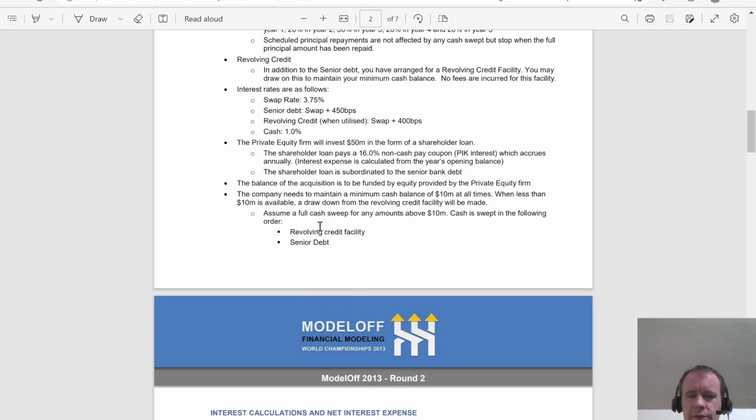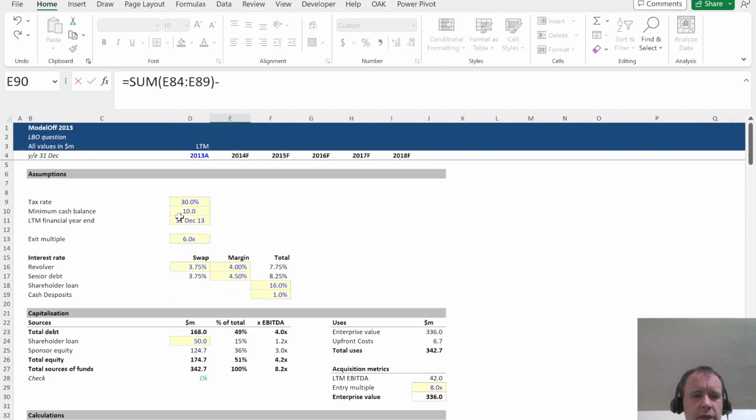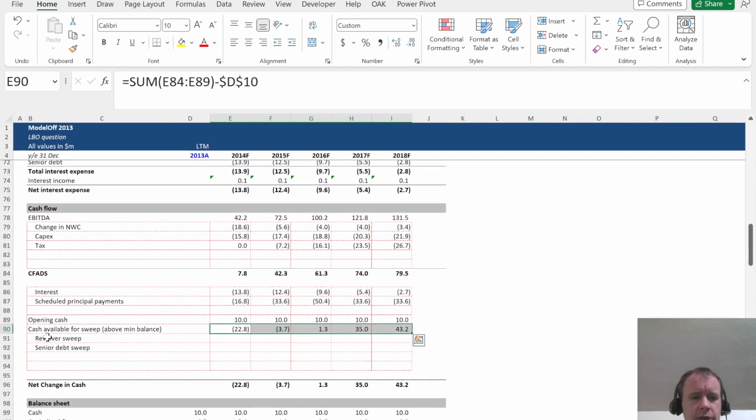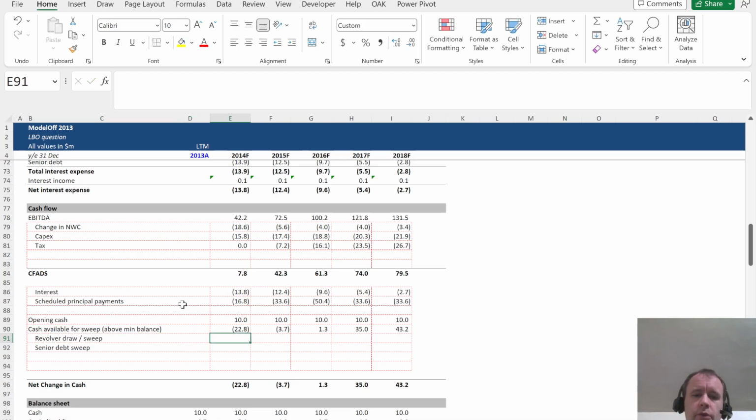Sorry, again, I'm not sure I mentioned that one, but we need to maintain a minimum cash balance of $10 million at all times. And when there's less than that available, draw down from the revolving credit facility. So we have the minimum cash balance right here, 10. Okay, and actually I guess this should say revolver draw / sweep. Okay, so we have 22.8 million less than we need.